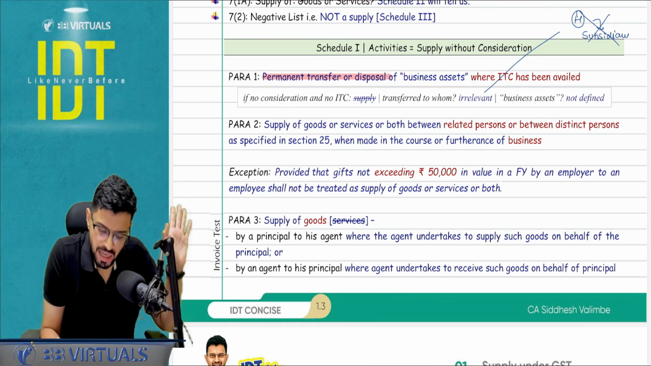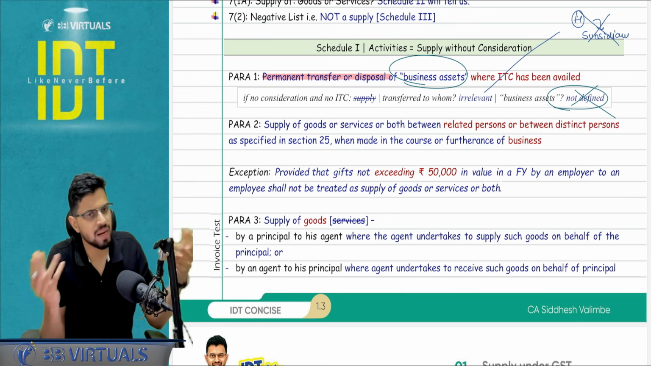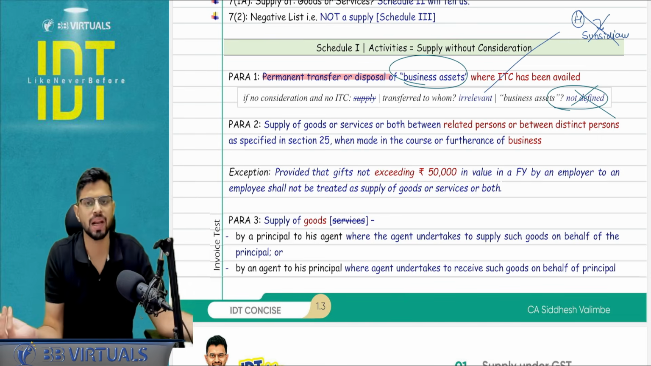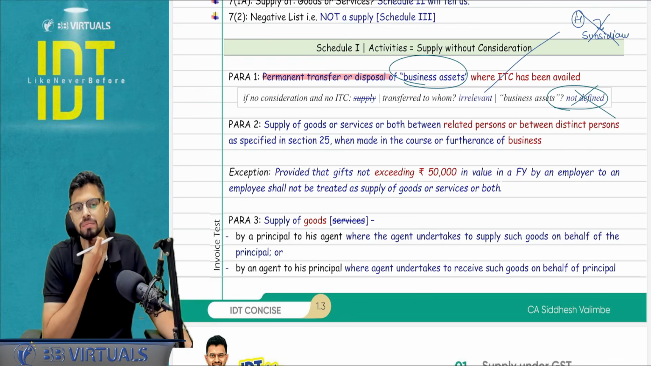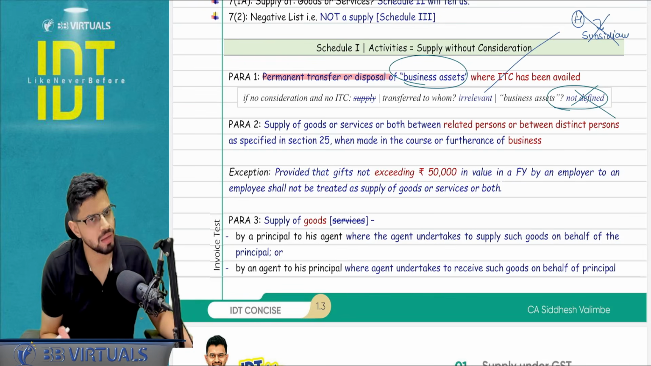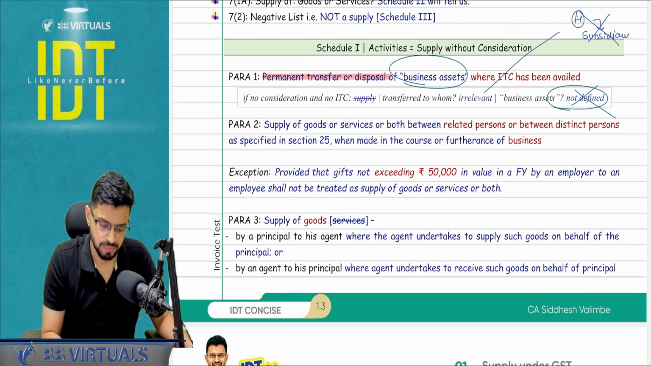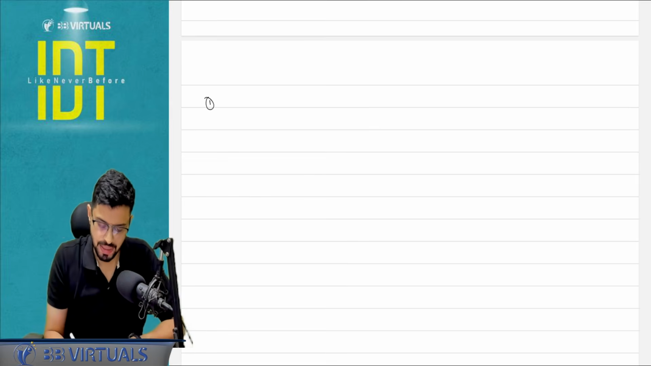And what is the technical definition of business asset? We are not defining it. It can be a current asset, it can be input, it can be capital asset, whatsoever, I don't care. Clear? This is paragraph number 1. Done. Out of 4 paragraphs, 1 is done. Now let's come to paragraph number 2. Para 1 is clear. It is talked about the business assets.